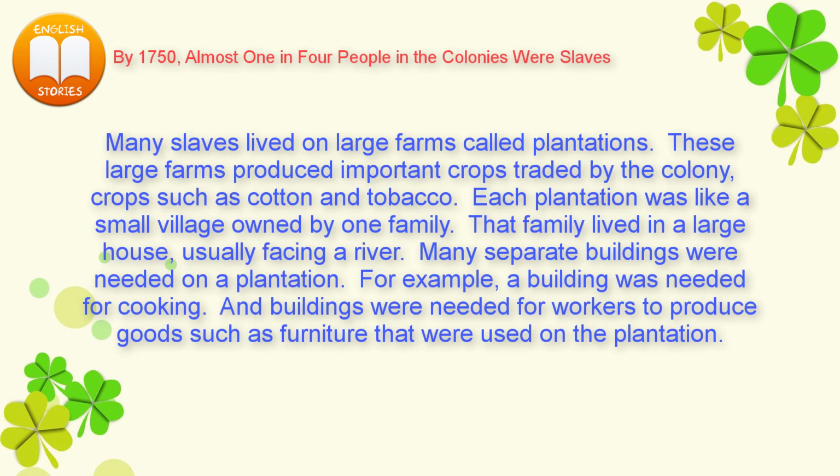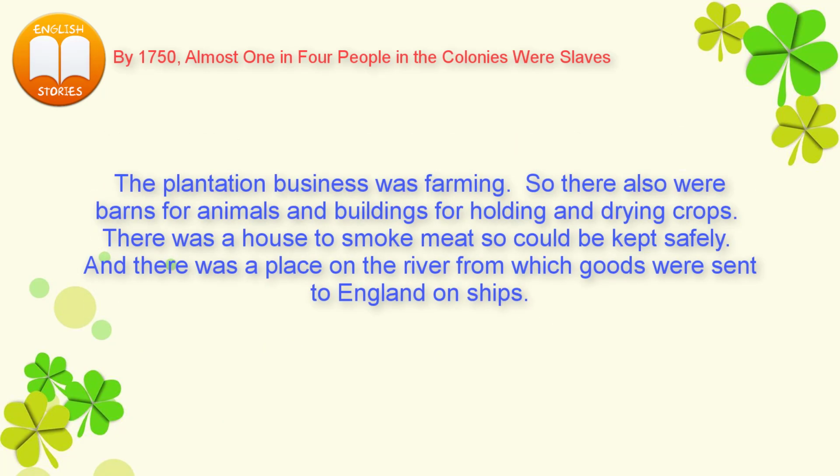Many separate buildings were needed on a plantation. For example, a building was needed for cooking, and buildings were needed for workers to produce goods such as furniture that were used on the plantation. The plantation business was farming, so there also were barns for animals and buildings for holding and drying crops. There was a house to smoke meat so it could be kept safely, and there was a place on the river from which goods were sent to England on ships.